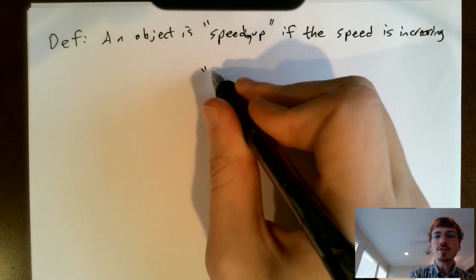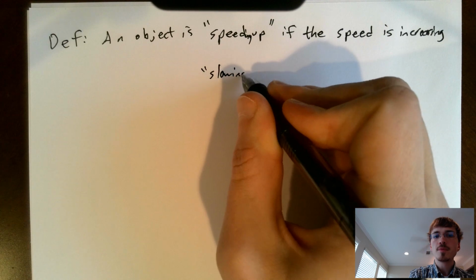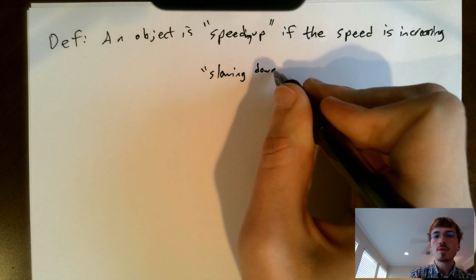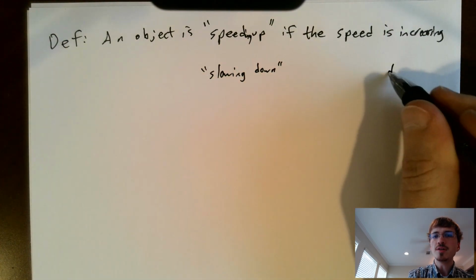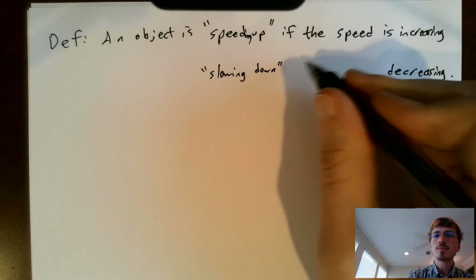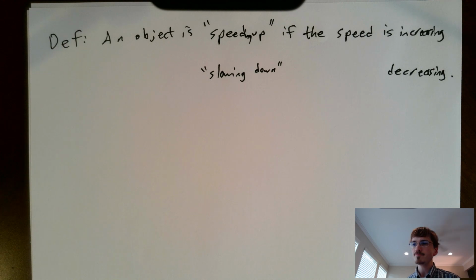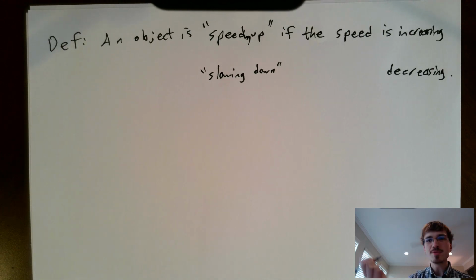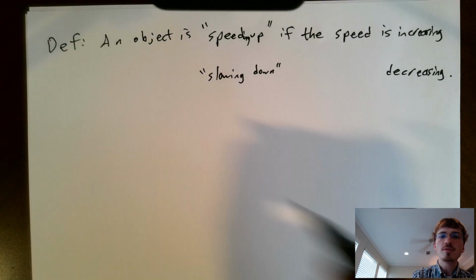And an object is slowing down if the speed is decreasing. So what does this mean? How can we look at this?